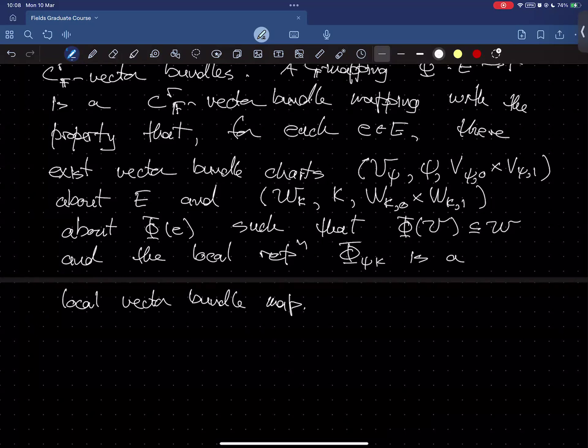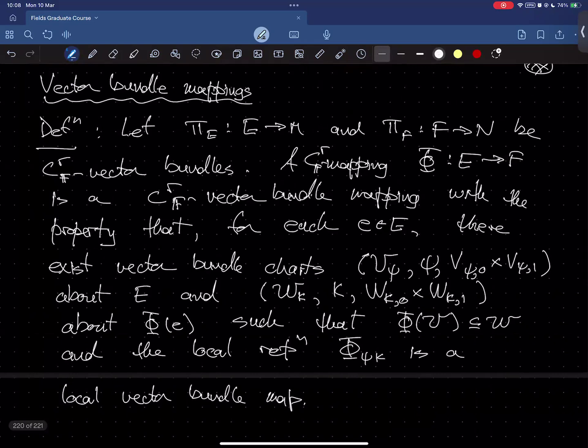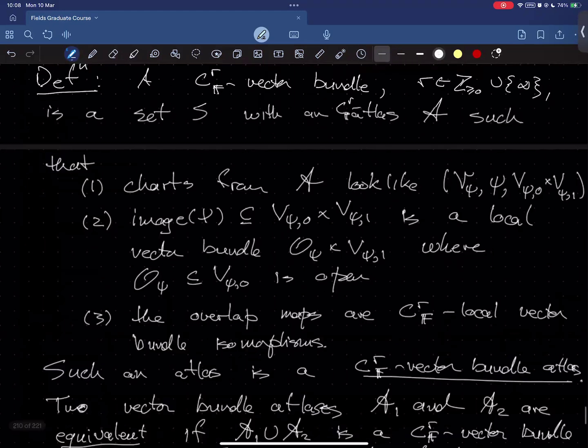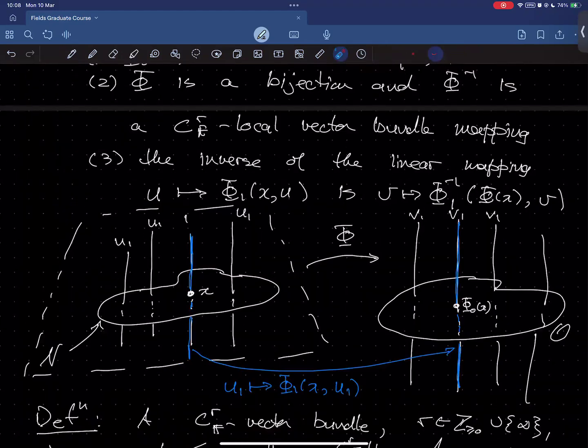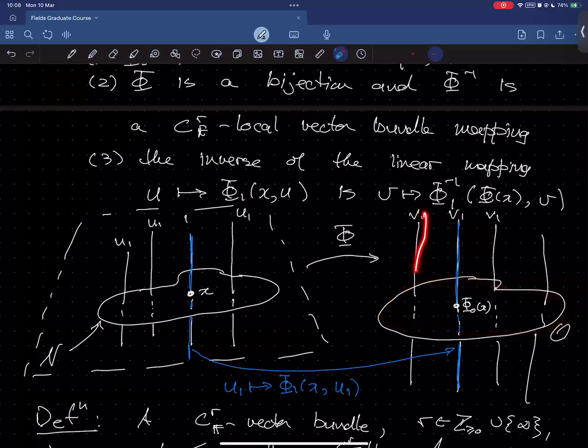Okay, so that's the definition. So the idea is, sorry, I'm going to scroll way back up to the last lecture because I don't want to redraw this complicated picture. The idea is that I have two vector bundles. One locally looks like this open set Cartesian product with a vector space. And this one is a local open subset of a locally convex space, Cartesian product with a vector space. Then I have a mapping, which is a local vector bundle mapping.